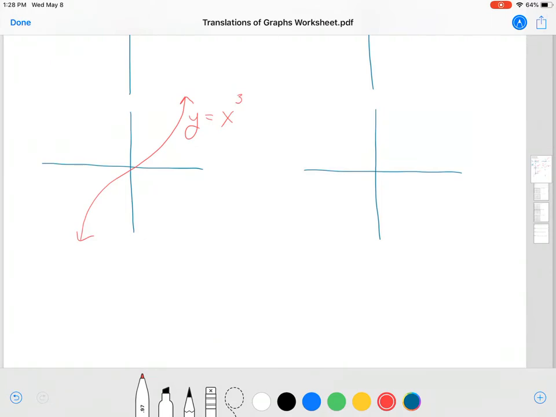The next mother function would be the reciprocal function, which would look like this. My hand isn't very steady, but it would never touch the x or the y axis, but it would get really close. And the equation looks like this. So whatever your value of x is, the function takes the reciprocal and then it graphs that for y. So you would have the point 2 and then 1/2 for y, for example.